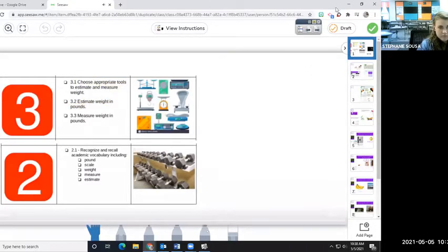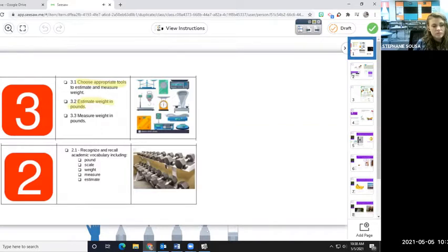Today we will be continuing on with our estimating and measuring targets. Today we will be moving on to estimating weight. And remember, when we measure weight, we are determining how heavy or light something is. Today we will be focusing on choosing appropriate tools and estimating the weight in pounds.